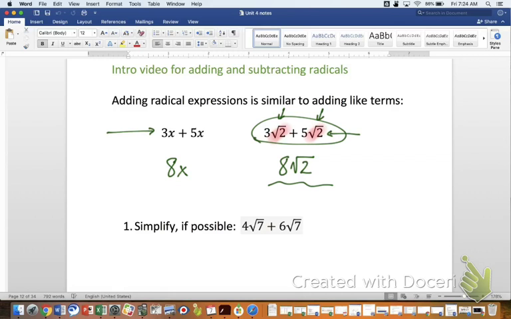Okay, so we're going to do a couple of examples here. The first one is number 1. And I encourage you, if you feel like you got the hang of this, pause the video, try it on your own, see how it goes. All right, so simplify if possible. Please notice that the two radicals are the same. So these are like radicals, just like we had like terms before. So the way we handle this is we add the coefficients. 4 plus 6 is 10. We leave the radical the same. We end up with 10 times the square root of 7, or 10 root 7.